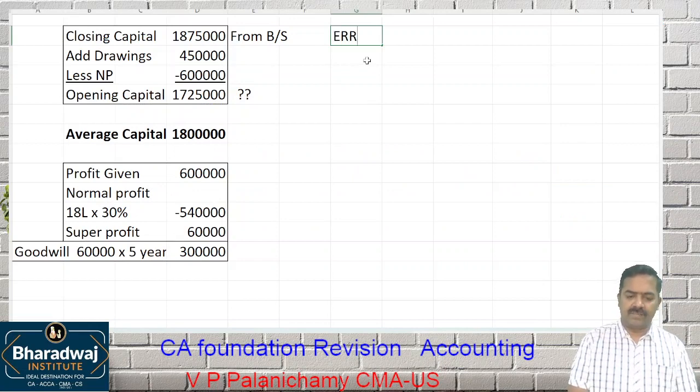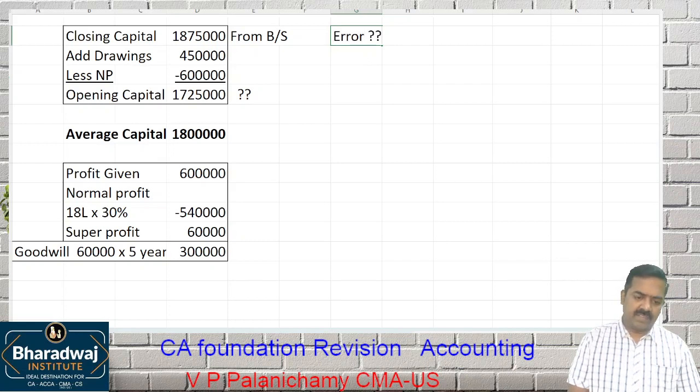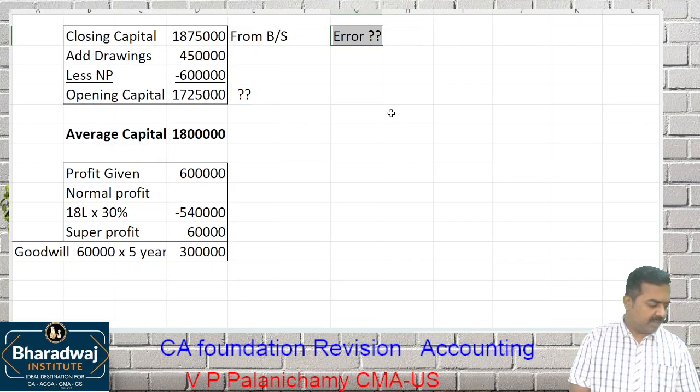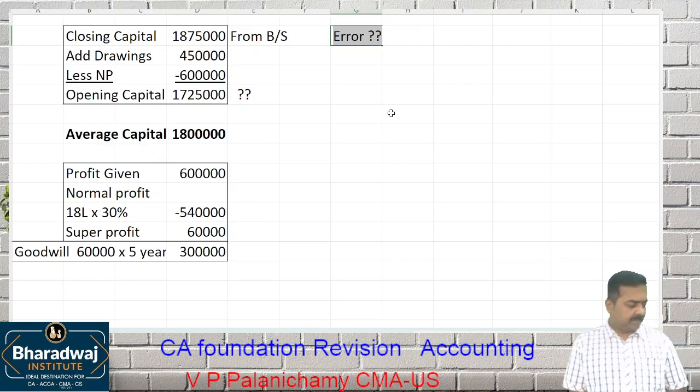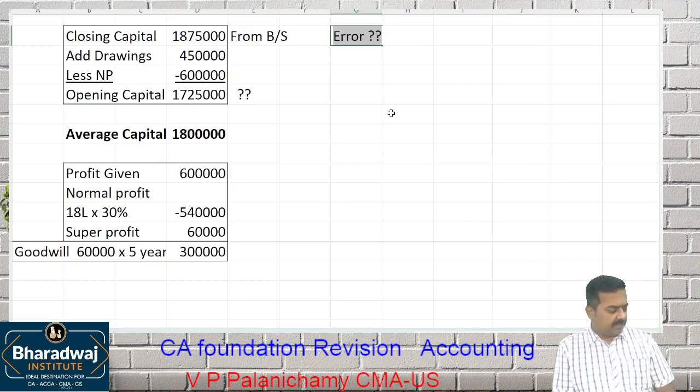What is the error? They've just shared the profit without what? Without providing for salary, interest on capital. Equally, but profit and loss is supposed to be shared in the ratio of capital. Mistake.